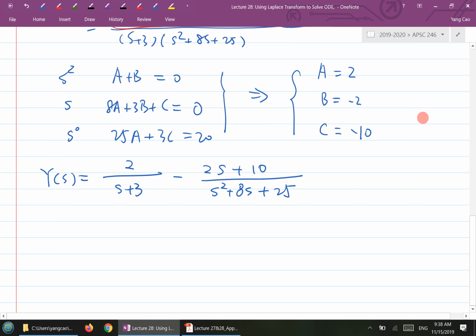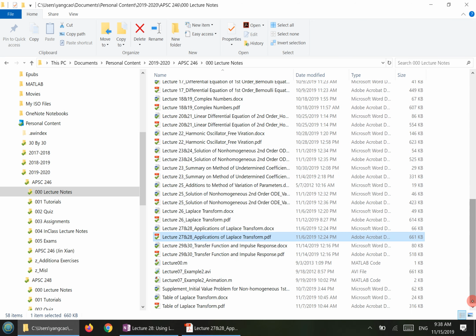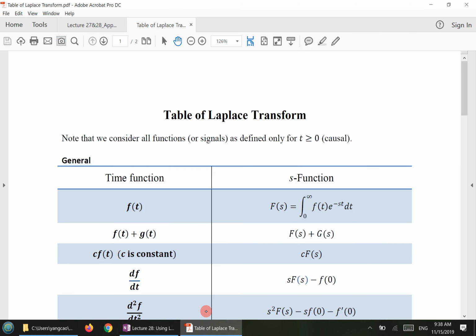If we take the inverse Laplace transform, this term is pretty straightforward, and that's basically 2 times e to the power negative 3t. So it's this guy here. We need a little bit of attention here. How do I get the inverse Laplace for that particular term?